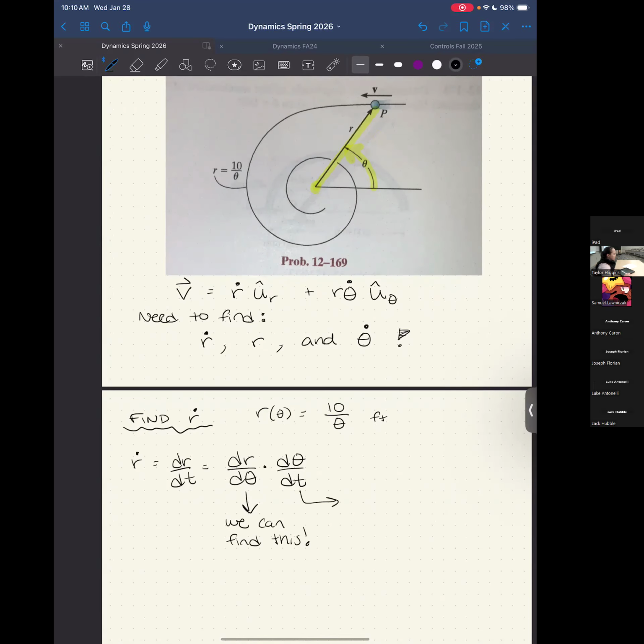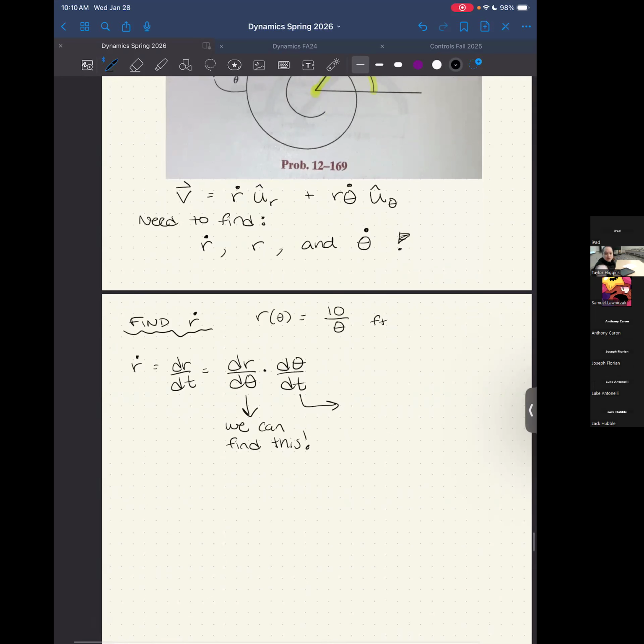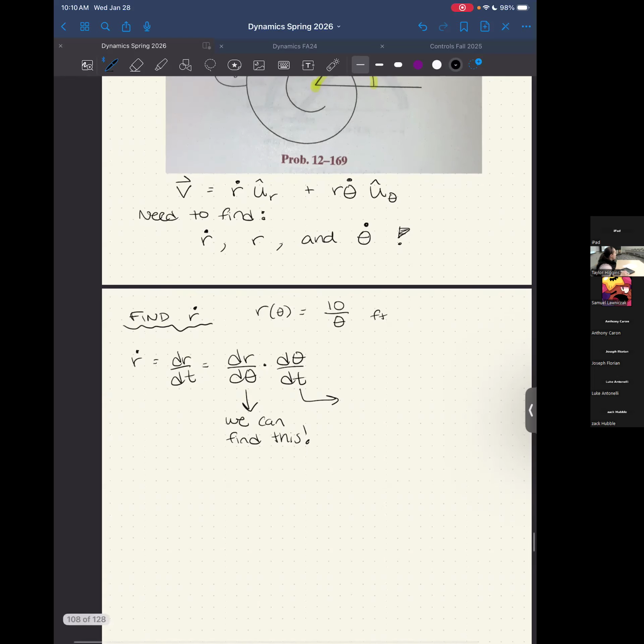But in this problem, are we given an expression for theta in terms of time that we can take a derivative of? No. So for right now, I'm actually just going to leave this as theta dot.